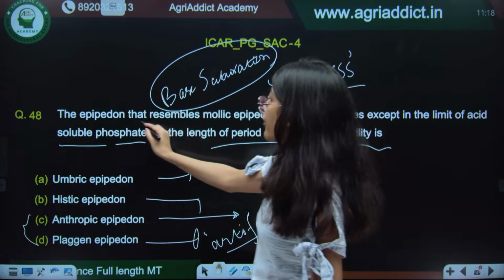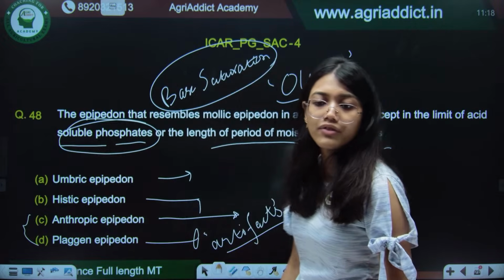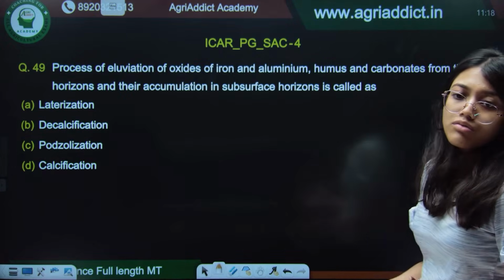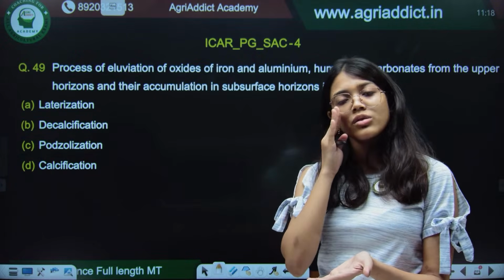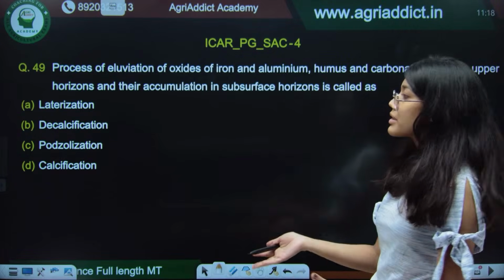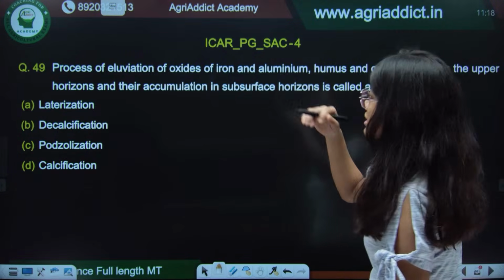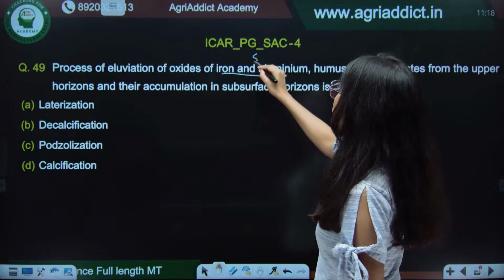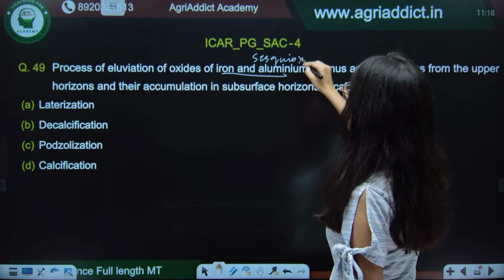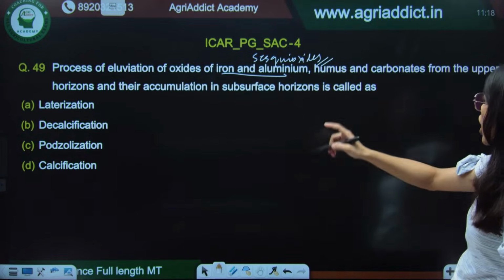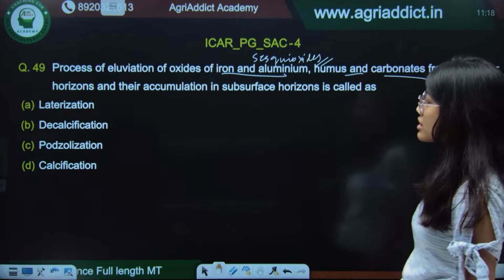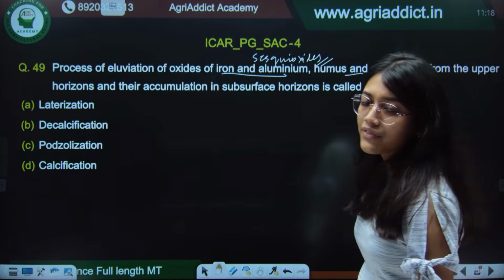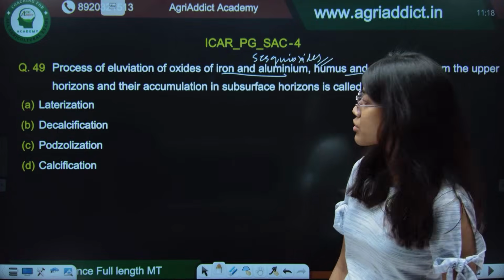And this acid soluble phosphate is a criterion. Citric acid soluble phosphate is a criterion for anthropic epipedon. Because you are fertilizing your soil, while fertilizing you are applying phosphorus, so obviously the phosphate will be citrate soluble. Got it? Next, the process of eluviation of oxides of iron and aluminium. So here these are sesquioxides. This is eluviating along with humus and carbonates from the upper horizon, and their accumulation in the subsurface horizon is called. Again, a very, very important question from your different soil forming processes.